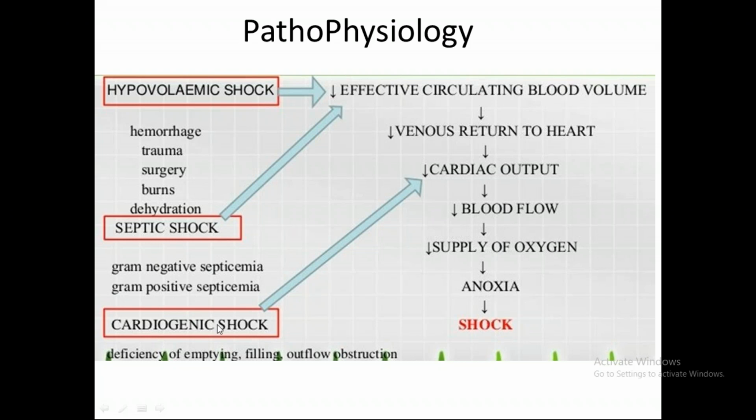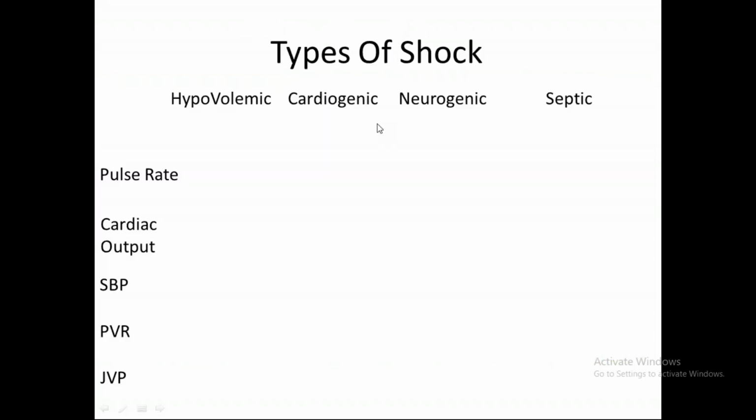So basically the cardiogenic shock that I just talked about starts right here, when the cardiac output is low. Why? Because the heart is not functioning. While hypovolemic and septic shock will start from here. They will both decrease the effective circulatory blood volume.